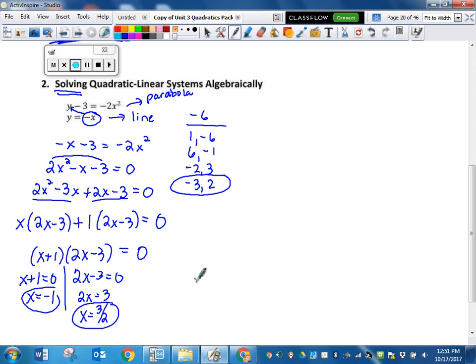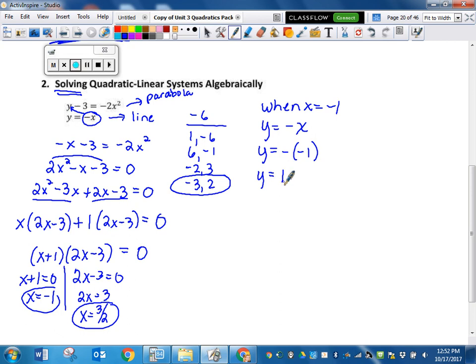So when x equals negative 1, in other words, when we input negative 1 into one of those equations, we want to get our output. Now, which one do you want? I much prefer that line. Yeah, me too. Way easier. All right. So y equals negative x. Now I take negative 1 and input it. So y equals negative negative 1, which is really 1. Y equals 1.